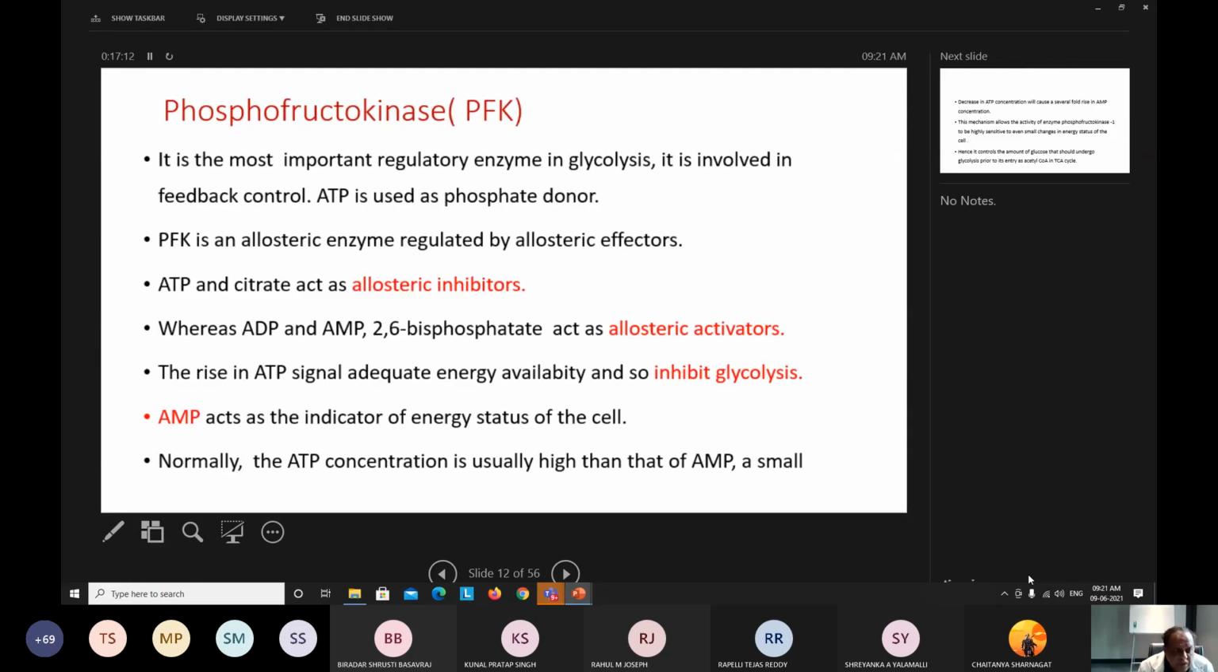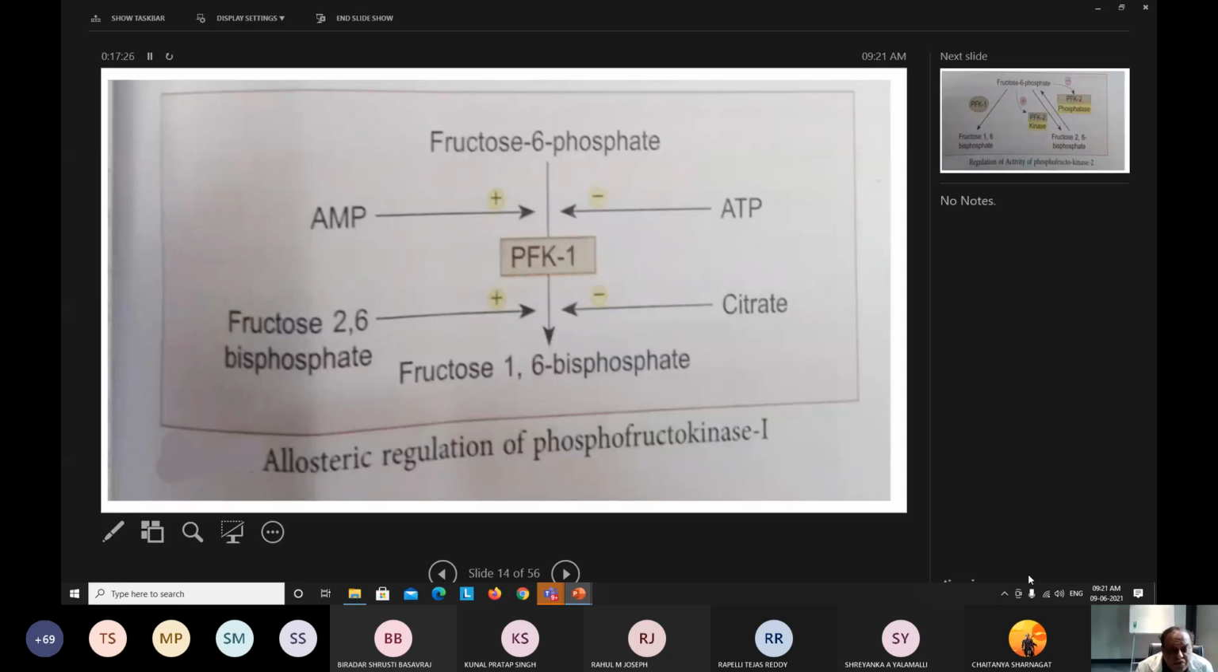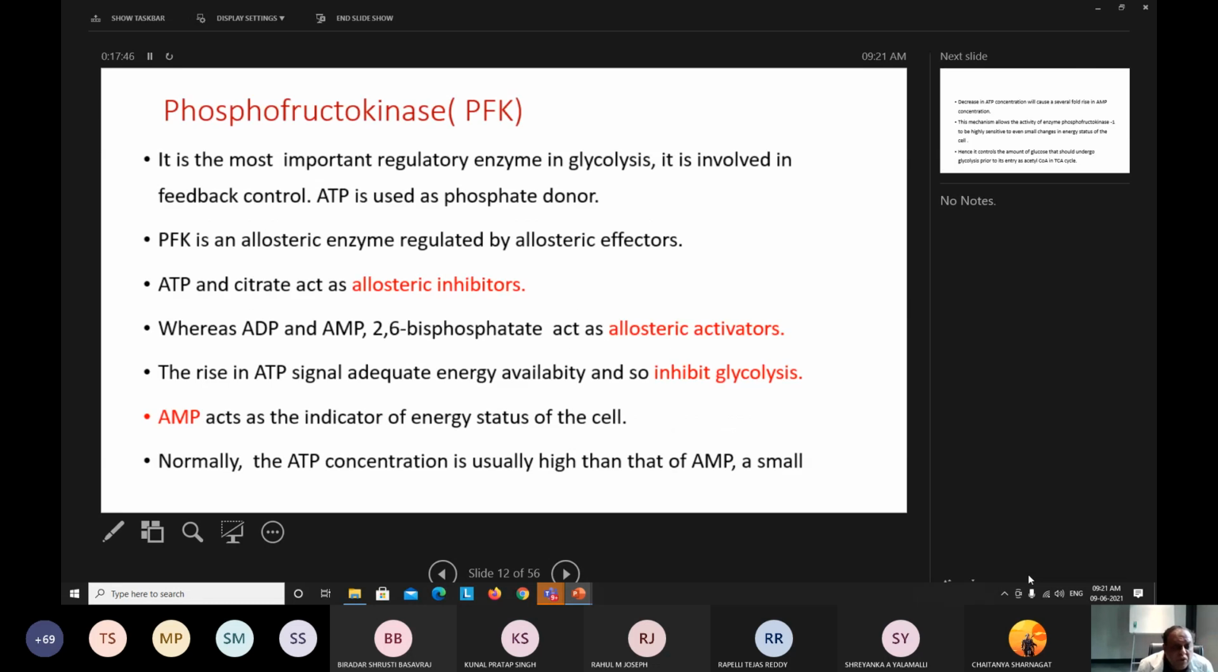So now I come to this one again. ATP and citrate are the inhibitors. In the reaction where fructose 6-phosphate is converted into fructose 1,6-bisphosphate, ATP and citrate act as the inhibitors. AMP and fructose 2,6-bisphosphate act as the activators. Okay.